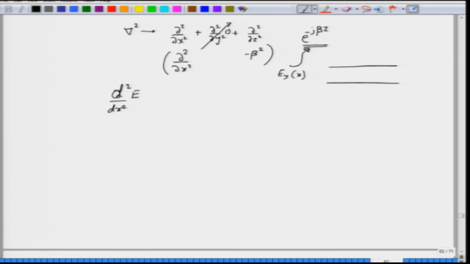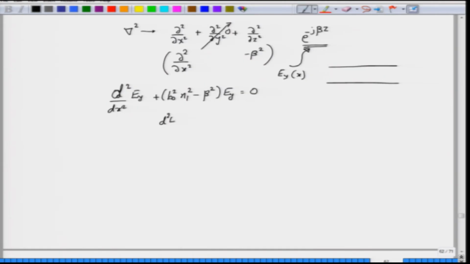So, I can write down the equation which says d square Ey by dx square plus k0 square. For the moment I am going to consider the solutions in the core region. So, I can write this as k0 square n1 square minus beta square Ey equals 0. Okay. This is your ordinary second order differential equation, nothing fancy about this. The solutions of course can be in the form of exponential functions, right.